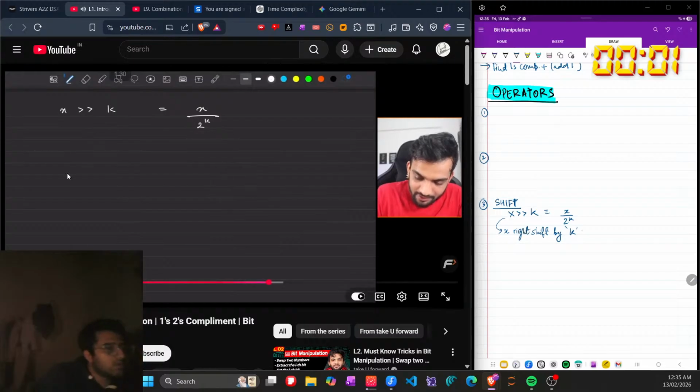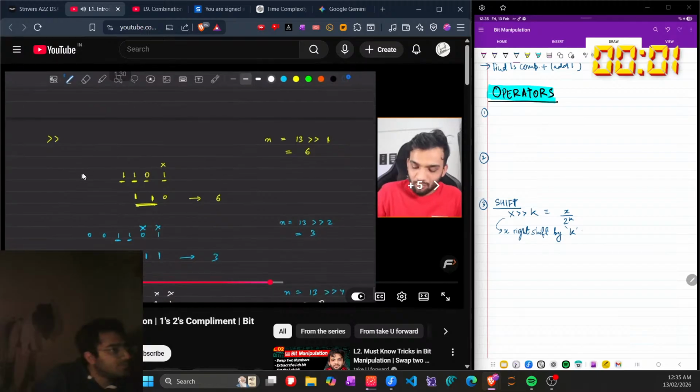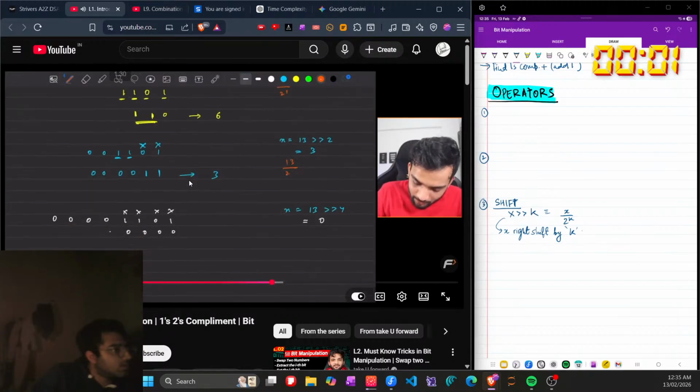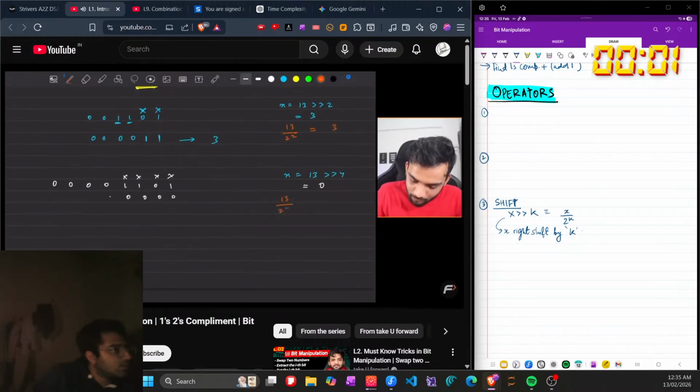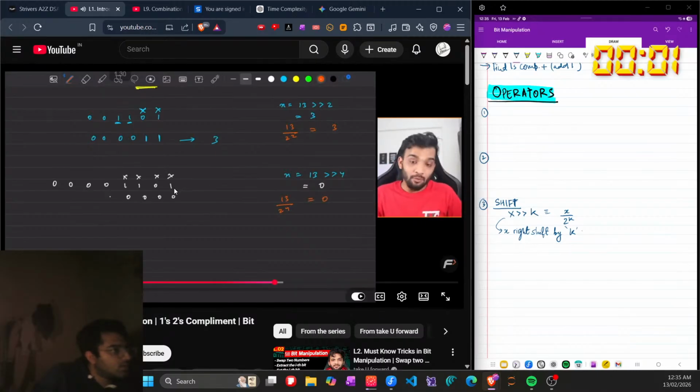So let's work on this. 13 divided by 2 to the power 1, which is 6, right? 13 by 2 is 6. 13 divided by 2 to the power 2, that's basically 13 by 4, that's 3. 13 divided by 2 to the power 4, which is 13 divided by 16, which is 0. Works. Why does it work?